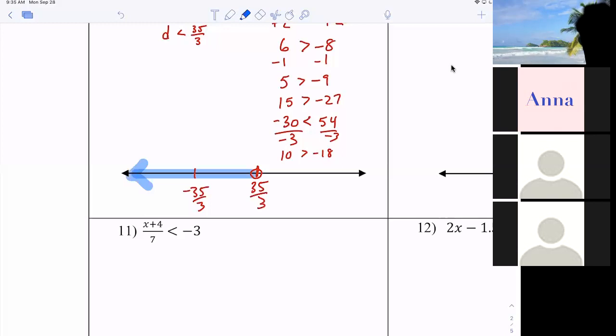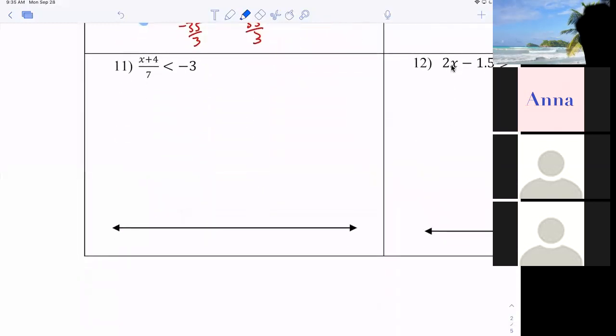Connie, y'all good? Yeah. William, you good? Yeah. All right, let's try the next one. Number 11. So what's the first step for number 11? Multiply by 7. Very good. X plus 4 is less than... Stop now. X plus 4 is less than negative 21.